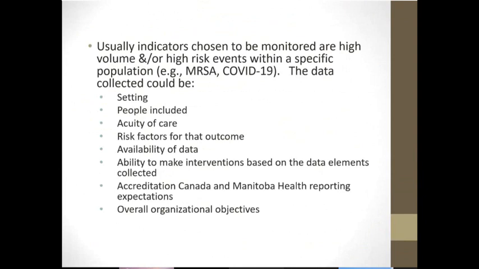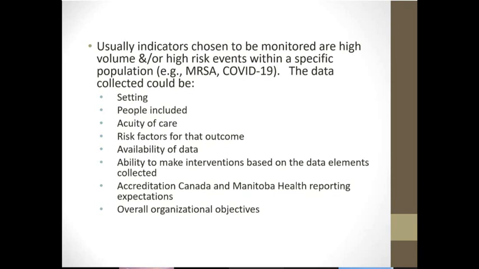So the indicators that could be chosen to monitor are usually high volume or high risk. The data that could be collected are the setting, and your setting would be a long-term care or a PCH setting. The people that would be included would be the population that's at risk, and sometimes this might include staff, such as your COVID surveillance.